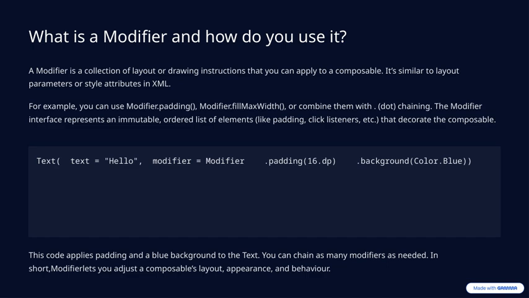The modifier interface itself represents an immutable, ordered list of these elements, things like padding, click listeners, backgrounds, that decorate your composable. For instance, if you have a text composable that says hello, you can add a modifier like this: Modifier.padding(16.dp).background(Color.Blue). This code applies padding and a blue background to that text. You can keep chaining as many modifiers as needed, which gives you a lot of flexibility.